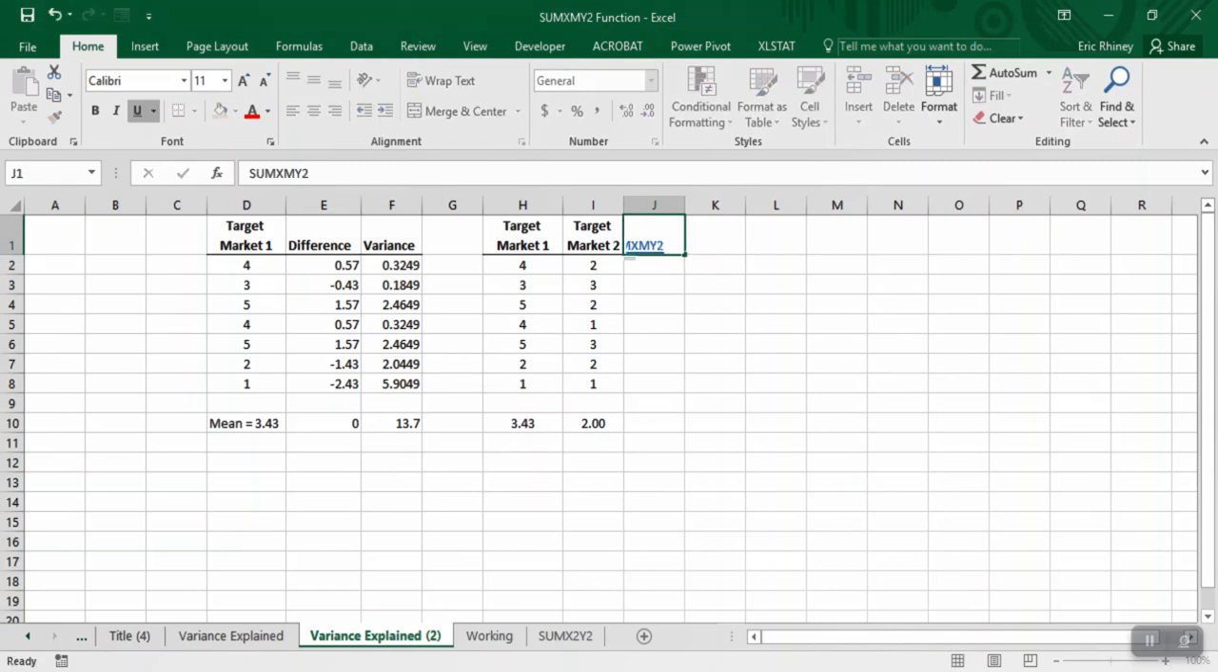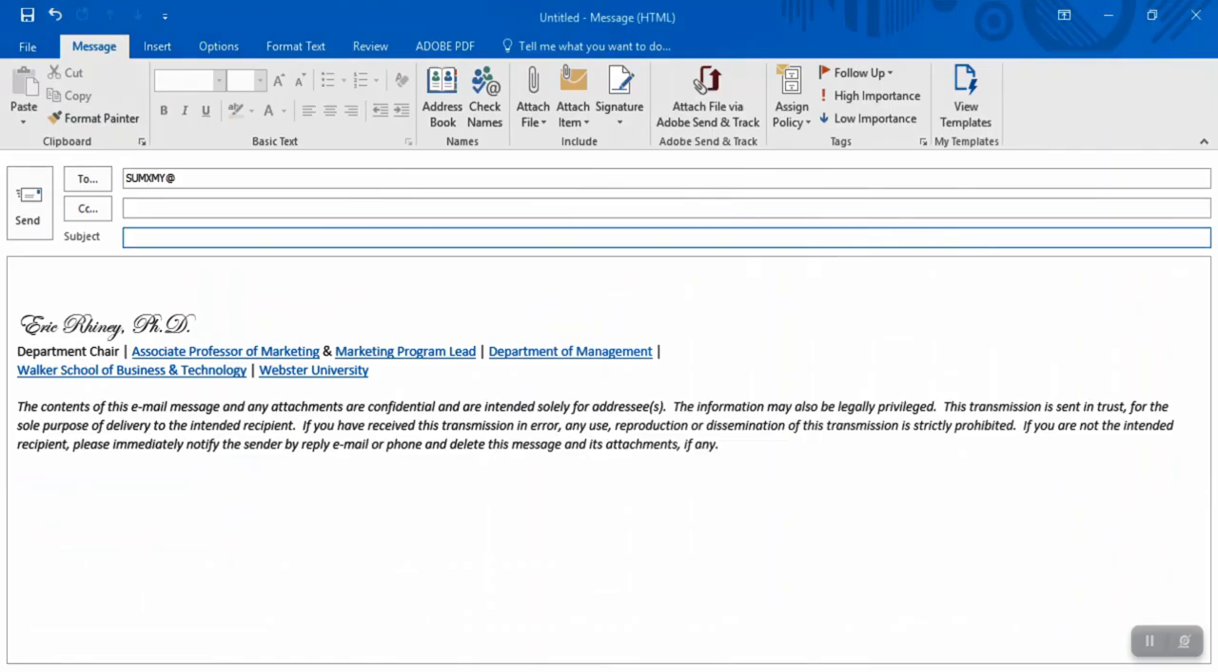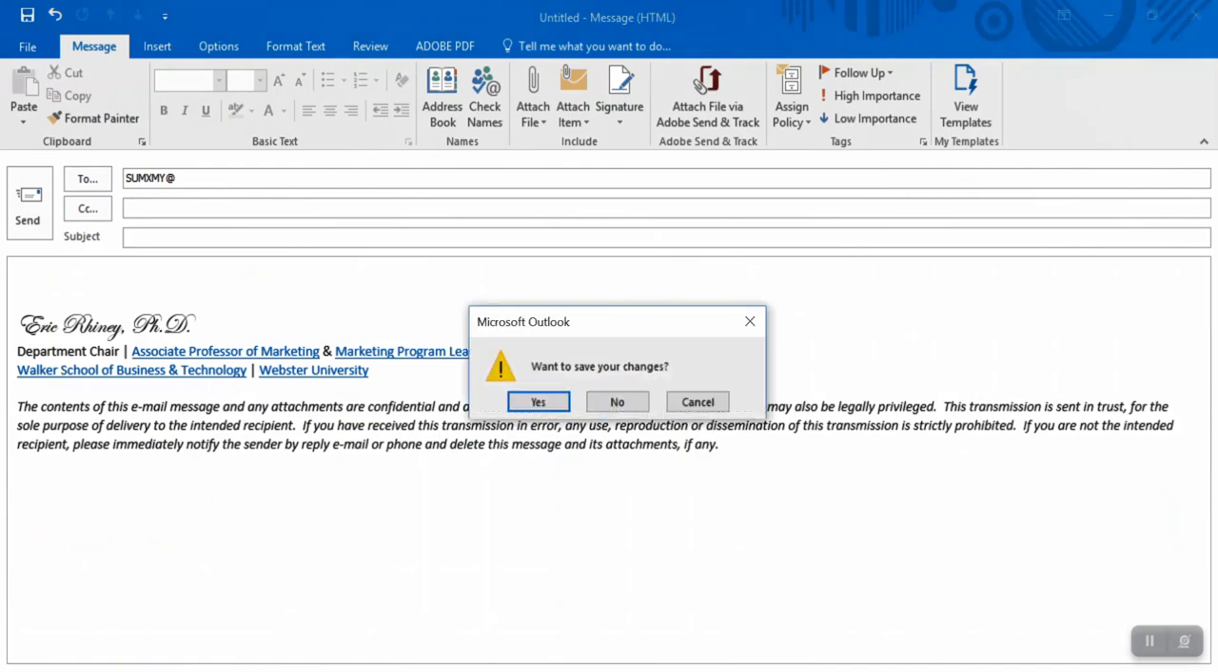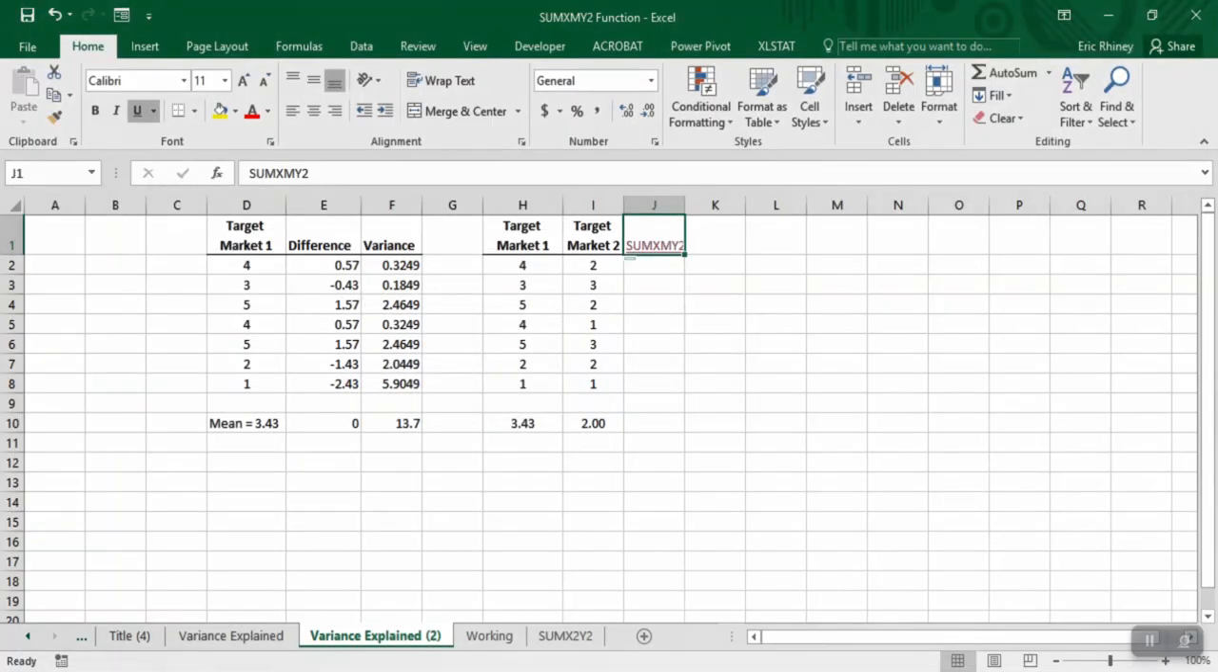Not an at sign, a to sign. Okay, and let's take this in parts. Let's do it this way. Let's take this in parts. Sorry, let's take this in parts. So let's just do the differences of x and y.